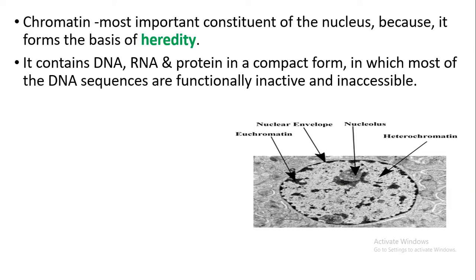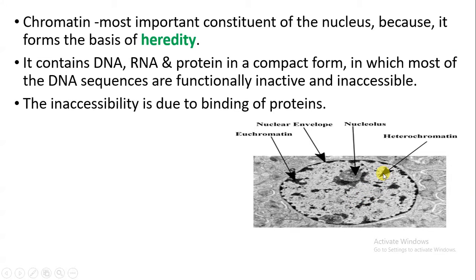Sometimes the chromatin is so compact that the DNA sequences are no longer functional. It becomes inactive and inaccessible. That region is called heterochromatin. And this inaccessibility is because of the binding proteins. Here the DNA is along with the histone protein, and when they are very compact to each other, that region is called heterochromatin.